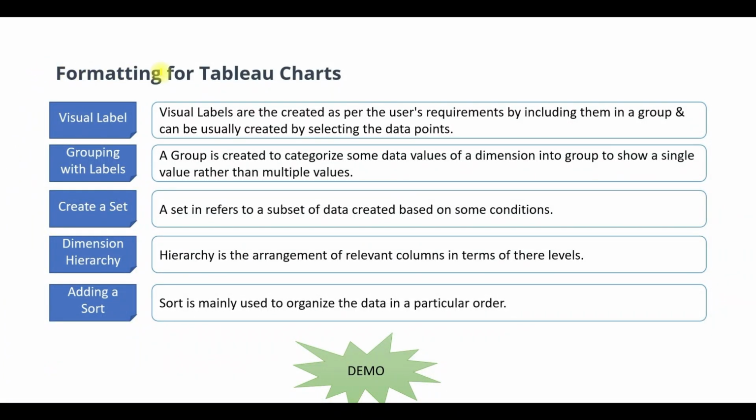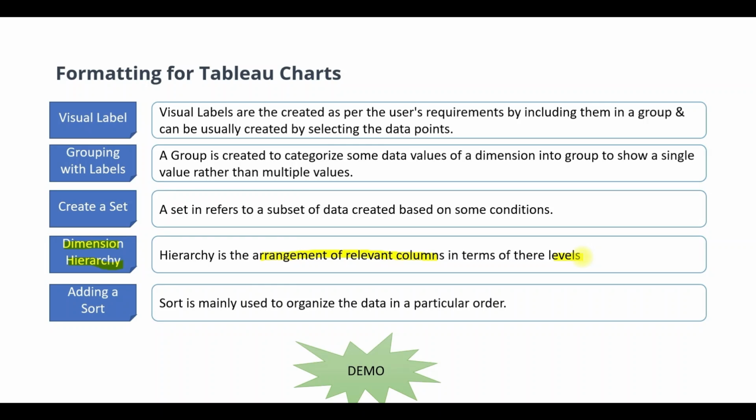Now, the next formatting option in Tableau is creating a dimension hierarchy. When we say a hierarchy, it is the arrangement of relevant columns in terms of their existing levels. It is a grouping of a few of the dimensions. For example, we have the category and the subcategory, and we can club them into a single dimension.